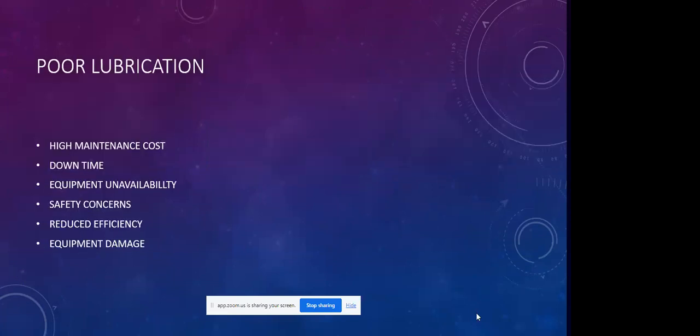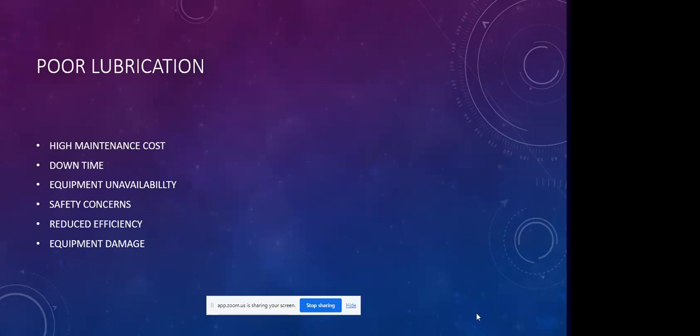When we talk about lubrication, it is not just about reducing friction. Of course, that is the primary objective of lubrication. But there are other things like evacuation and power transmission that are secondary functions of lubrication. If lubrication is not properly done, then your maintenance cost shoots up, your downtime increases, and you have issues with equipment availability. Then when you have wrong products being applied, there are some safety issues that you'd have to deal with.